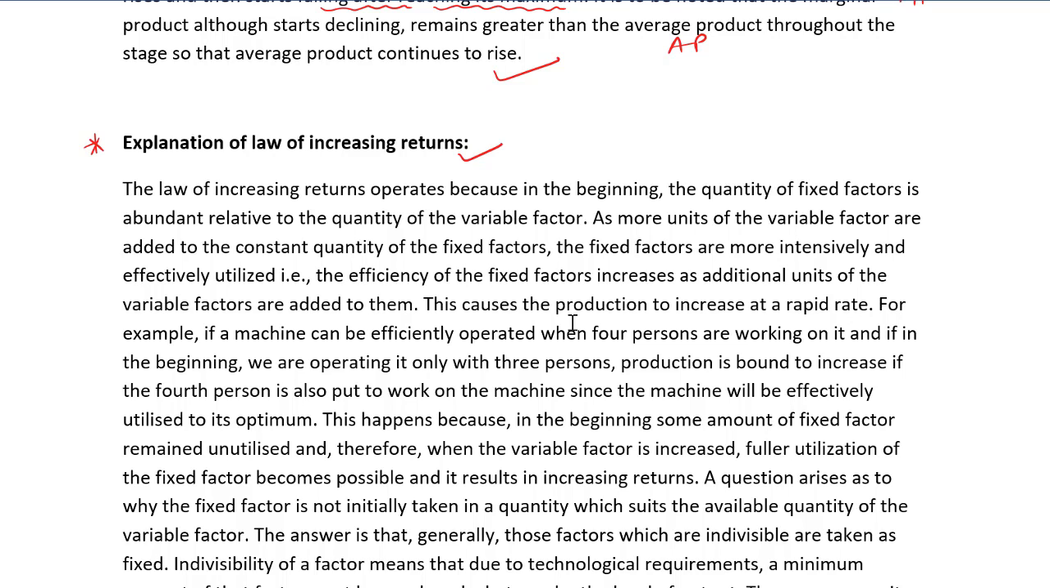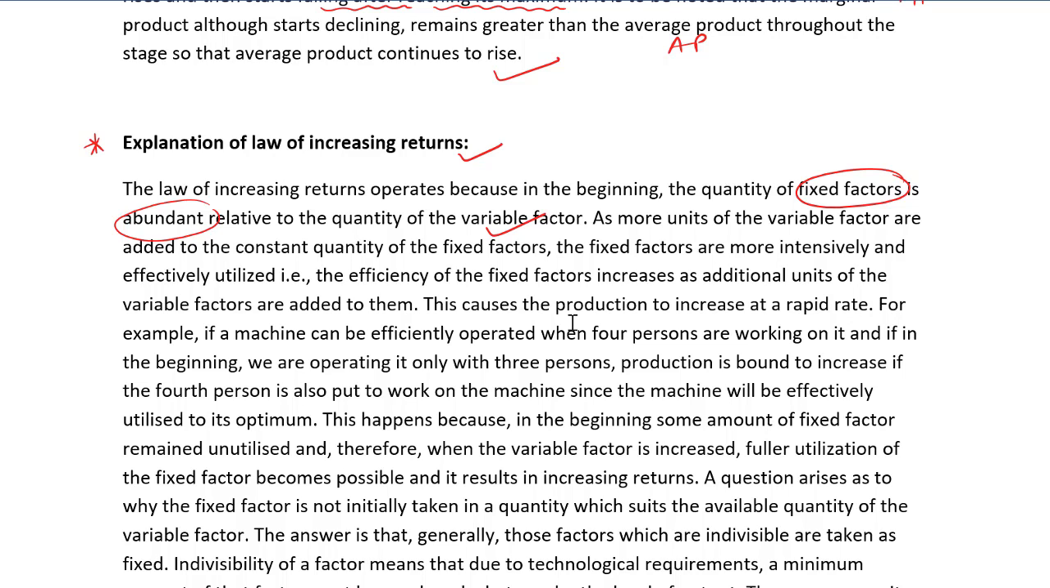The law of increasing return operates because in the beginning the quantity of fixed factor is abundant relative to the quantity of variable factor. As I had given an example of machinery, one machinery and five labor is the best combination. In stage 1, one machinery and only 3 labors are present. So as and when we combine the additional variable factor with the fixed factor, it will give increasing returns.